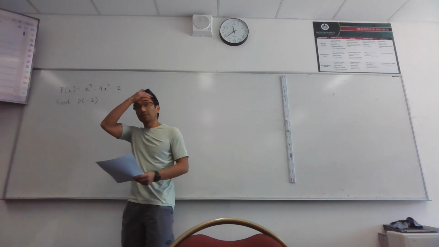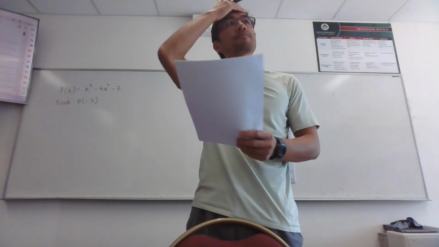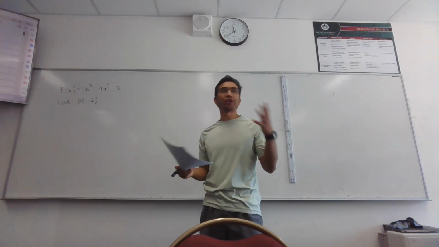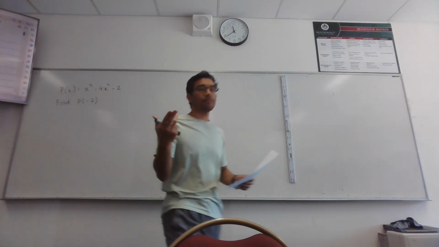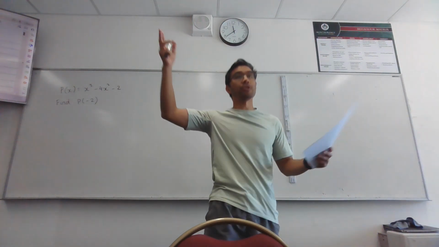A polynomial is simply, can anyone explain? Okay. Polynomials are really equations where you have powers that go 2, 3, 4, all the way up. Polynomial.